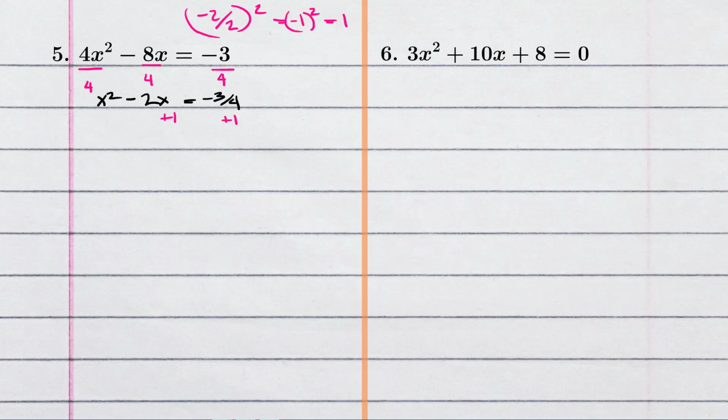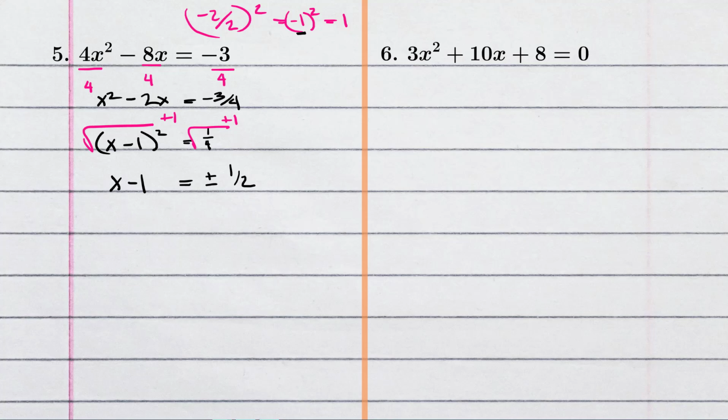And so I have x minus 1 from what we had inside the parenthesis, squared, is equal to negative 3/4 plus 1, which gives us 1/4. Now I'm going to take the square root of both sides. And so that gives me x minus 1 is equal to plus or minus a half.